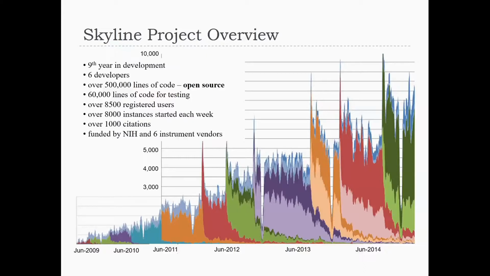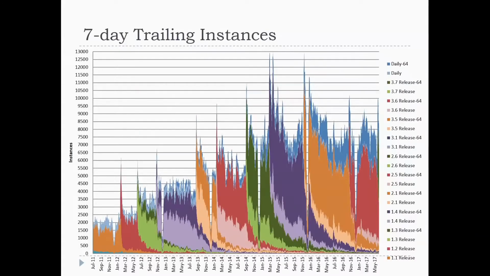8,500 registered users, 8,000 instances started each week, more or less, and over 1,000 citations. And then the funding appears to be pretty solid. We've gone through several cycles, and now all 6 instrument vendors have contracts and are renewing them yearly, and we have fairly stable NIH funding. This is up to the minute. I did this last night. You can just start to see 3.7 eking out here.